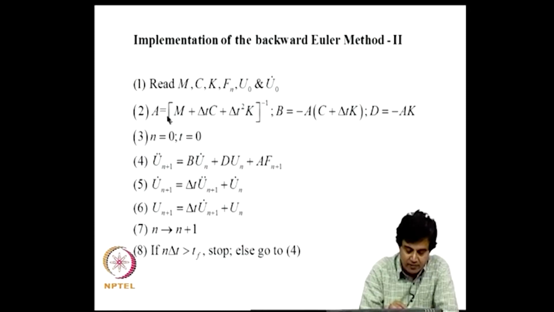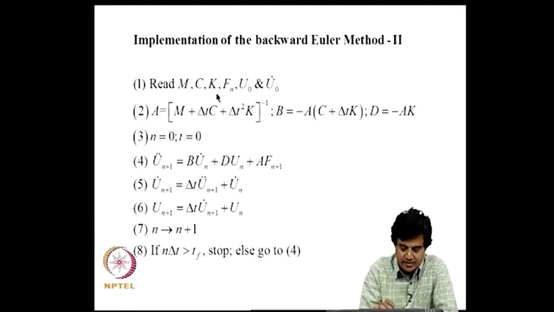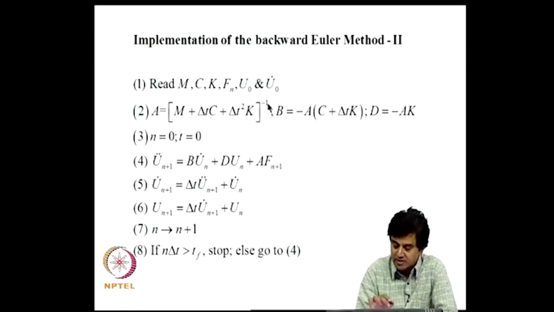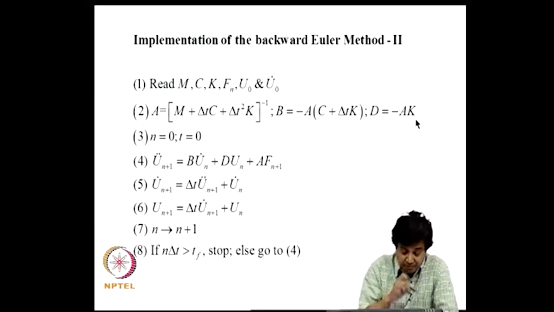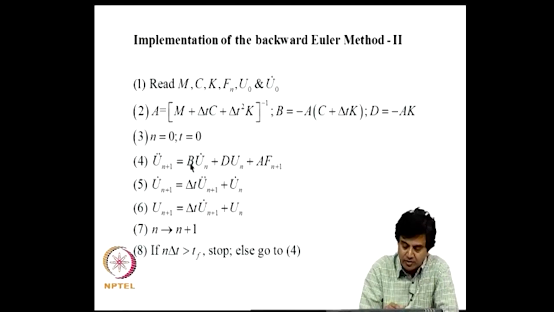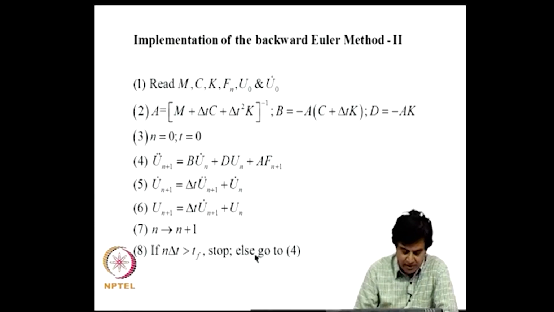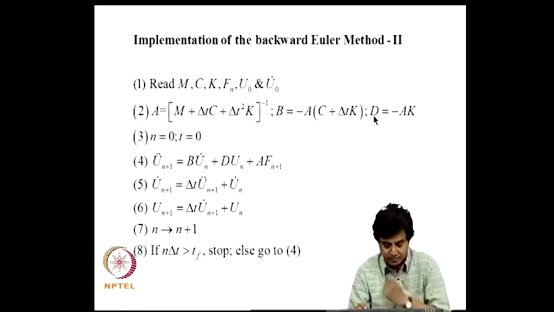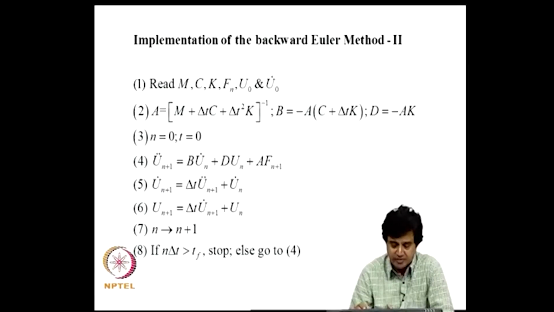So in this case I will first store all these matrices and initial conditions and the forcing functions, and then I will evaluate this matrix, m plus delta t c plus delta t square k inverse, and the product of that into c plus delta t k and k, outside the loop. Then I will start my count n equal to 0 and then use these three relations. So here I am using now b, d and a which have been computed outside the loop. Now I increment n and I will stop if I reach the final time instant, otherwise I return to this. So that means as I am running through these steps 4, 5, 6, I am not evaluating a, b and d repeatedly. So this will obviously enhance the speed of computation.